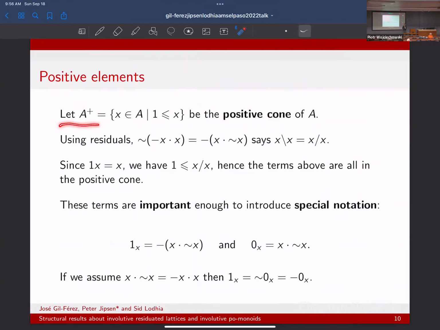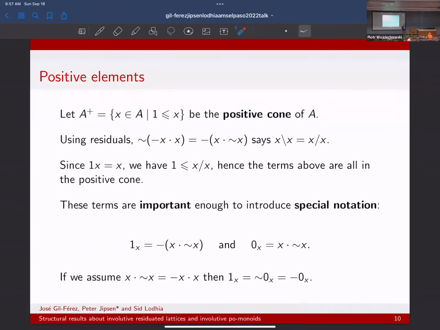The positive elements are very important because that's the positive cone of an involutive residuated lattice. And so that's the name A plus is standard in residuated lattice theory. And using the residuals, we can say that this equation that we just saw, which is not always true, what it really says is that x under x is the same as x over x. So it's imposing some regularity on our algebra. And it's sort of making things balanced.